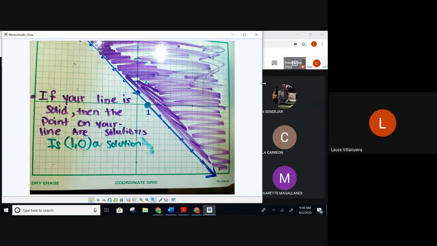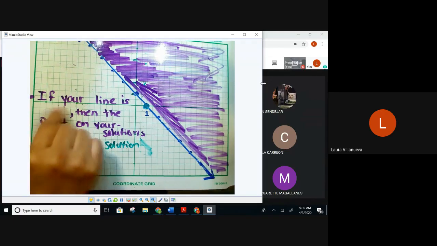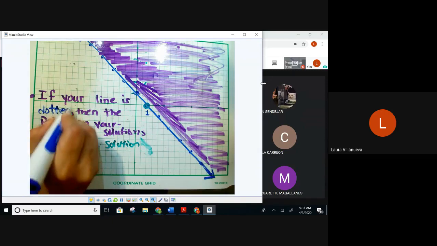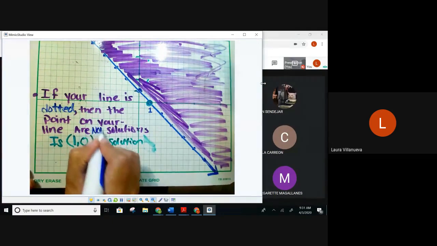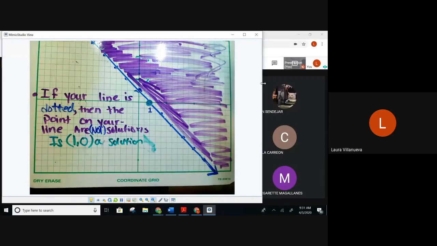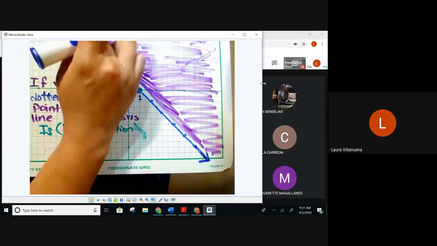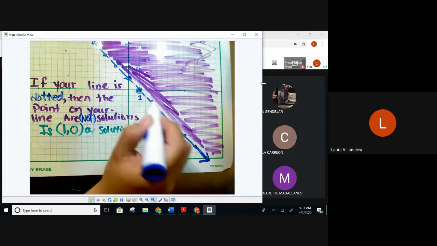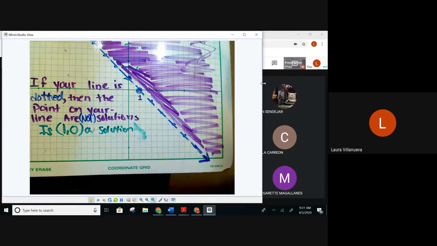Now, if your line, I'm going to write it again. If your line is dotted, you can write it again because you don't have a whiteboard. Then the points are not solutions. That's the important part. So if this line would have been dotted and the point is right on the line, then it's not a solution. Do you understand me now or no?